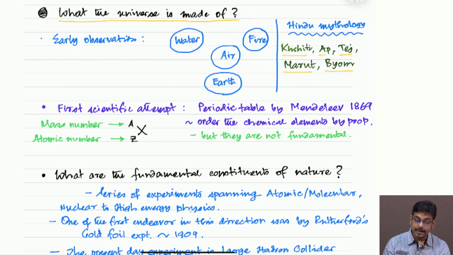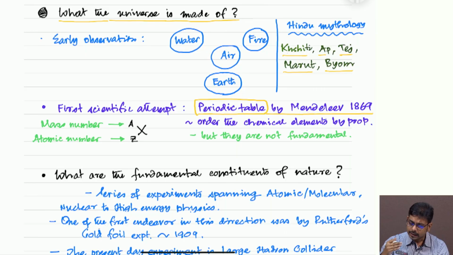Now, the first scientific attempt to answer the question of what this universe is made of was the famous attempt of writing all the elements together by their properties, done by Mendeleev around 1869 in what we call the periodic table. In this table we have hydrogen, helium, nitrogen, oxygen, and so on, then sodium, potassium, the metals, and then radioactive elements and so on. All the chemical elements are arranged by their properties.